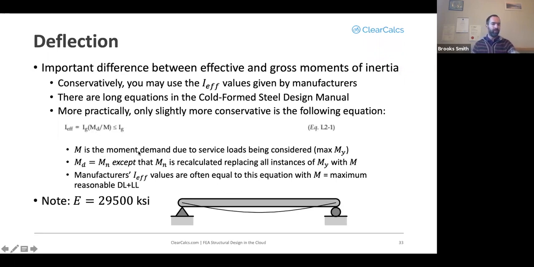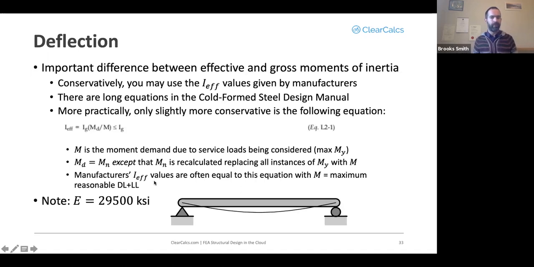So M is the moment demand due to service loads that you're considering, at a maximum of the yield moment. So for example, that might be your D plus L. And then MD is equal to the same thing as MN that you had calculated earlier for your flexural capacity, except that MN should be recalculated, replacing all instances of MY with M. So essentially, you're recalculating flexural capacity at service loads, assuming service loads are your maximum.